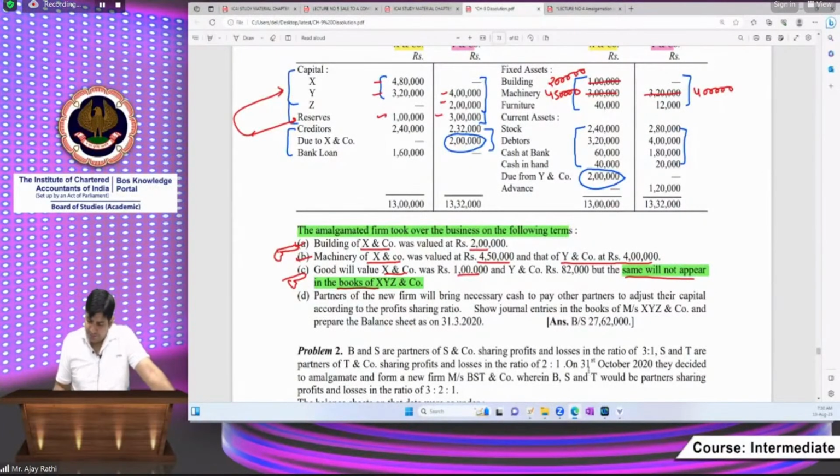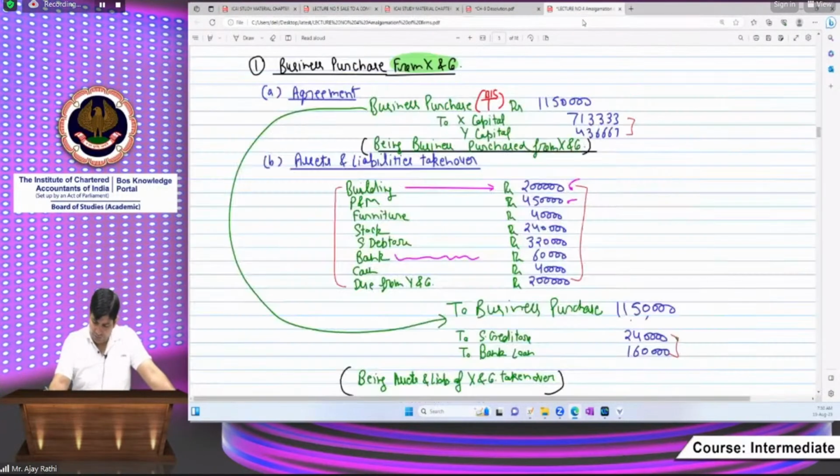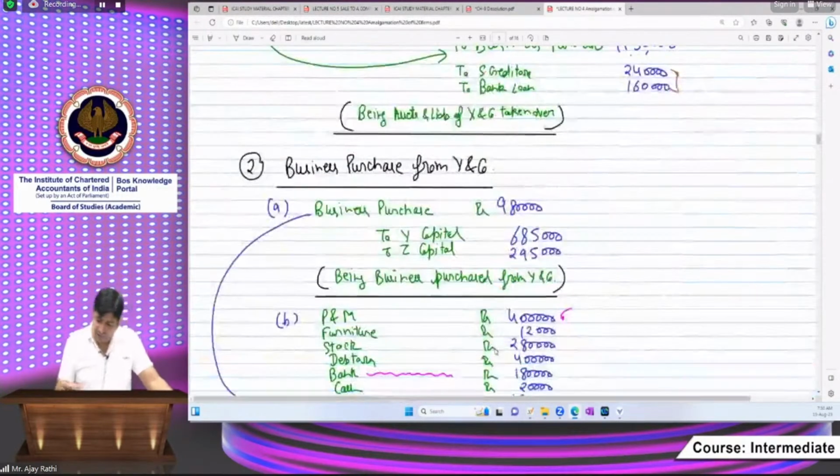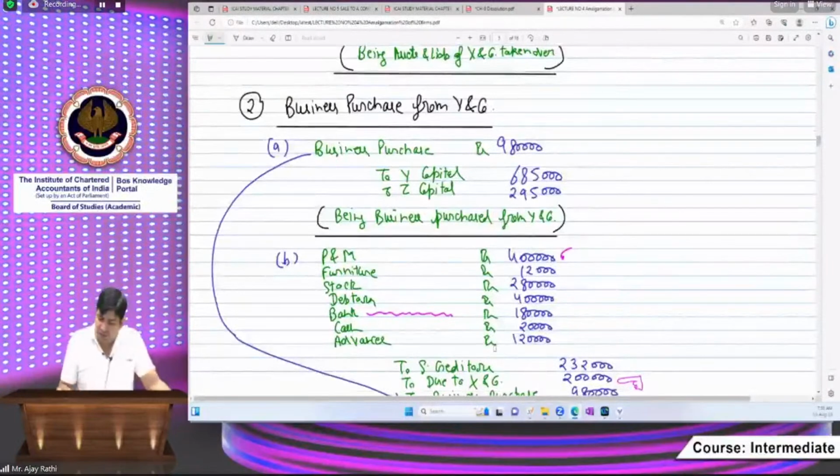Now beta, another point is also there. Same is the case with Y and Company, whose business we have purchased; the value closed from there has now been opened here.